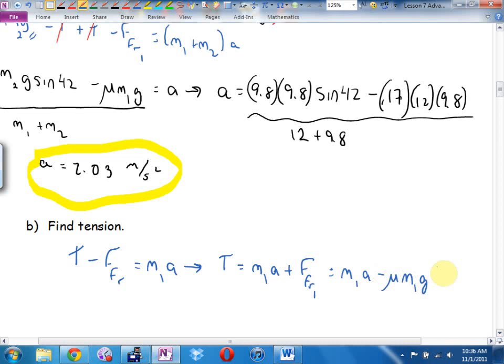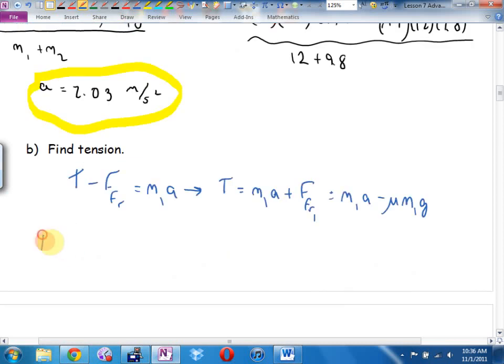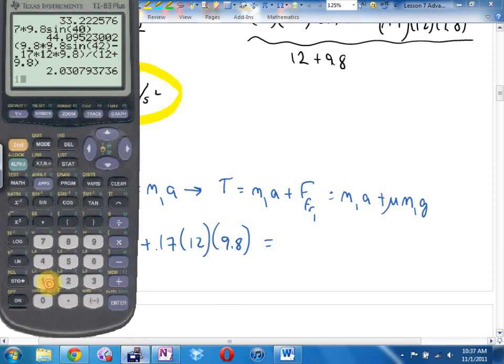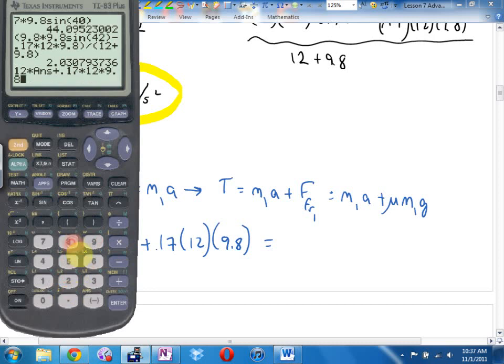Tension equals M1 times A, 12 times 2.03, minus 0.17 times 12 times 9.8. Shouldn't it be plus? Yes, it should be plus. I don't know why it became minus suddenly, Mr. Dueck. Thank you. Who caught that, Connor? I was wondering because I was doing the math in my head and getting a negative answer. Anyhow, it's going to be 12 times that number plus 0.17 times 12 times 9.8. And I get 44.4 newtons.